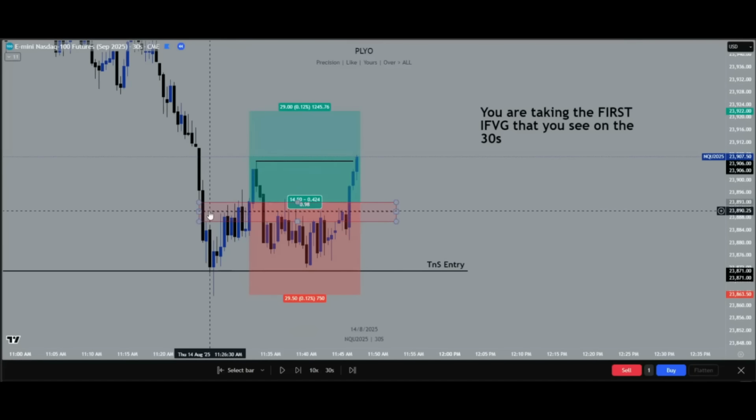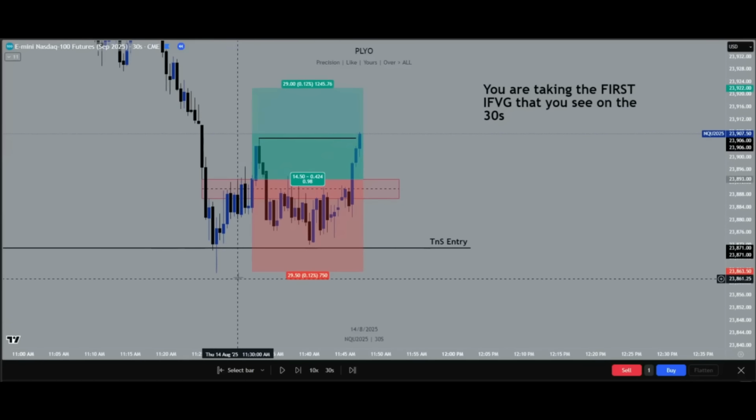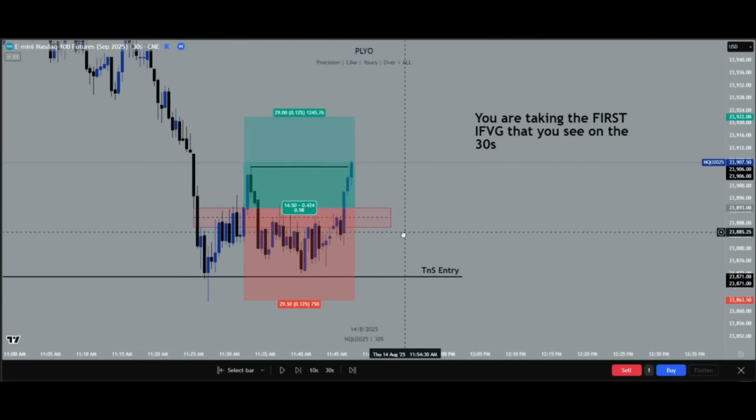So in this case, we get the TnS entry here. Within a couple candles, we get that inverse. We don't come up here, then drop back down, and go down for a while, then get the inverse. It's still relatively quick. That's the entire point of this.